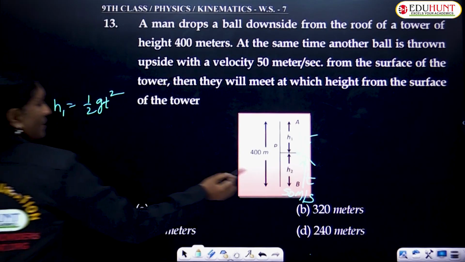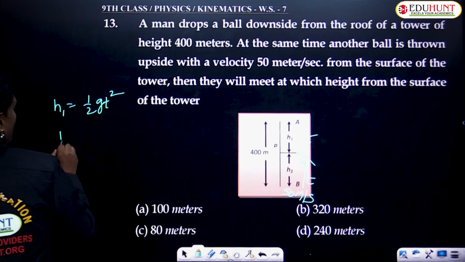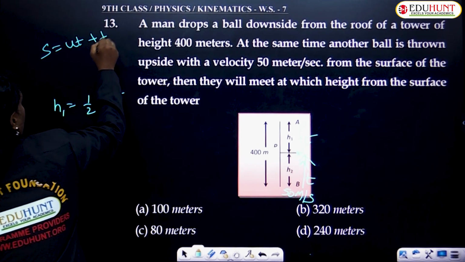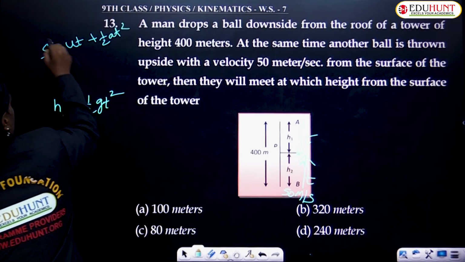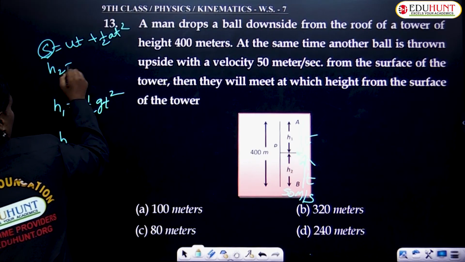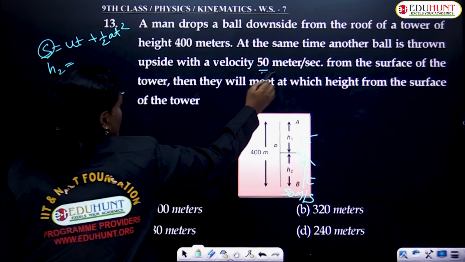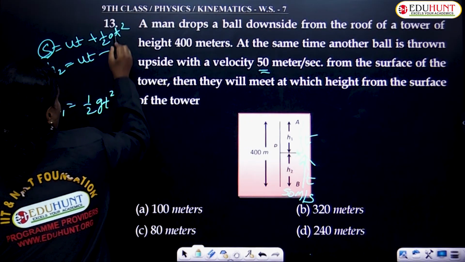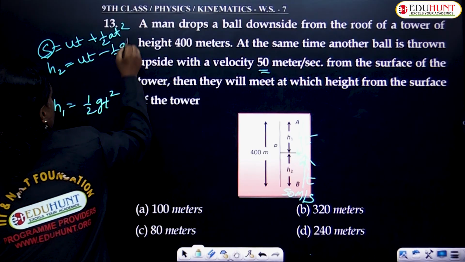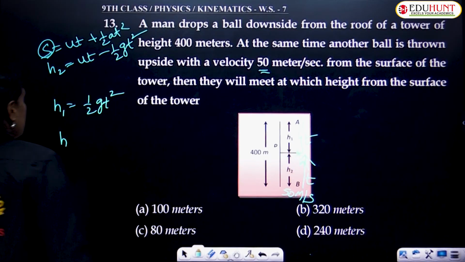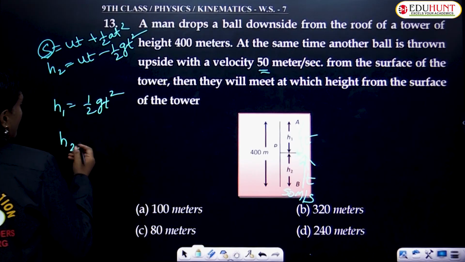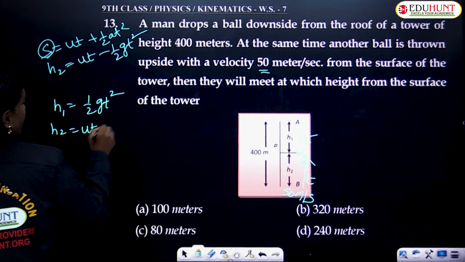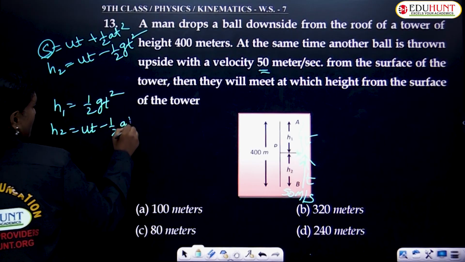So case 2, to travel the height h2, again the same formula, s is equal to ut plus half at square. Now the distance traveled is h2. Initially a certain velocity was given, so some velocity was there. Upward motion, acceleration will become minus g, so the second equation would take the form h2 is equal to ut minus half g t square.